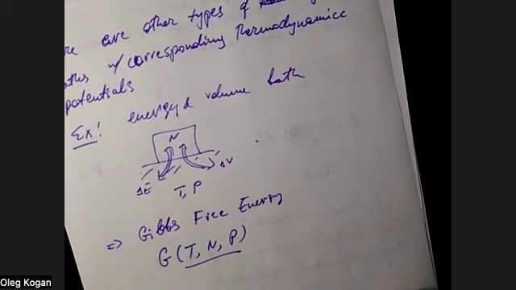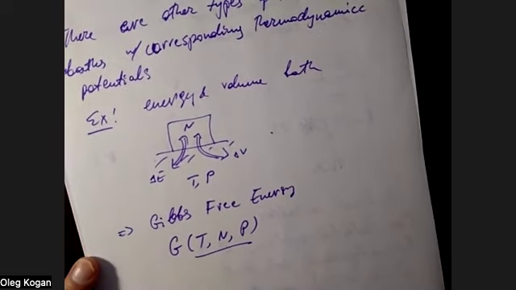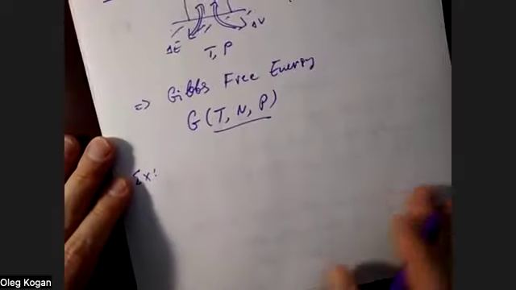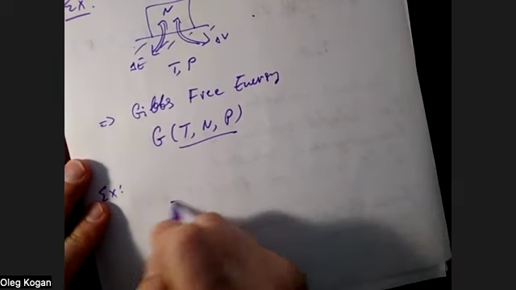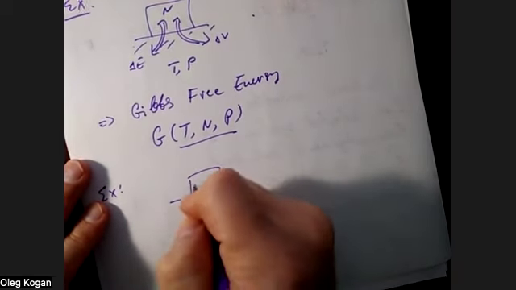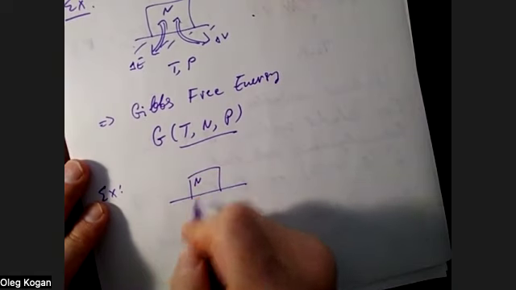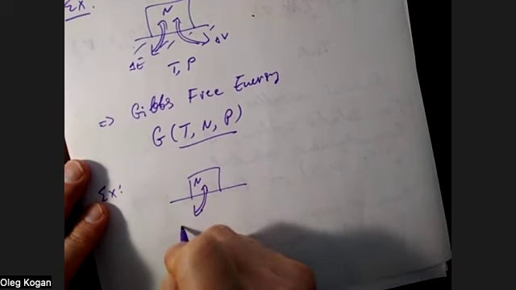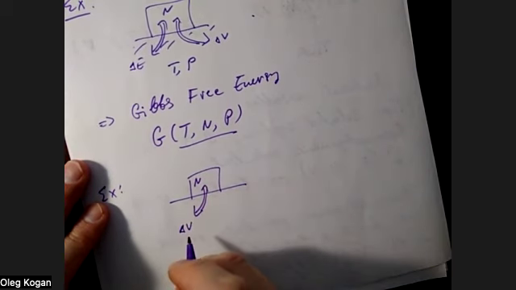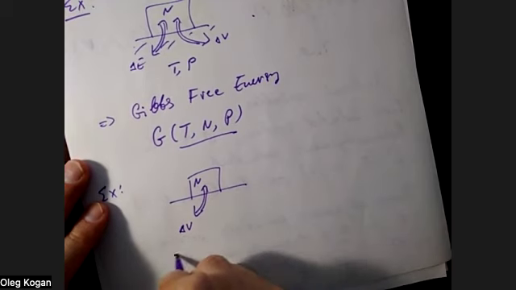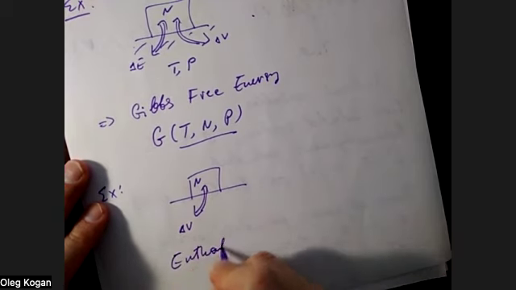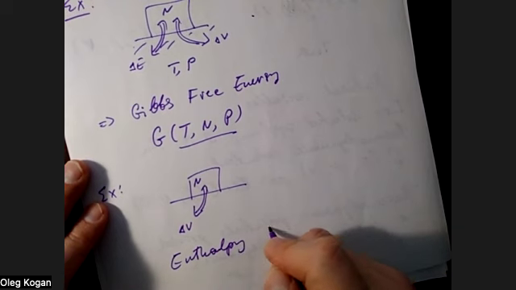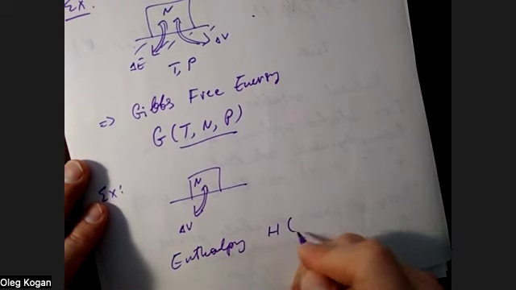You can also have just a volume bath. So here your system, this is a little bit tricky. It can exchange a volume with the environment. This gives rise to enthalpy. The thermodynamic potential here is called enthalpy. What is this a function of?